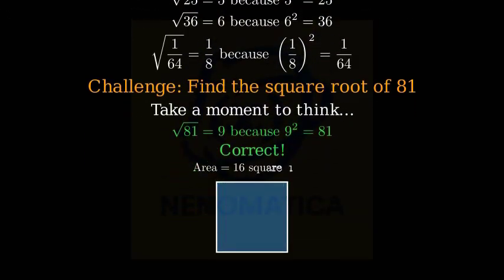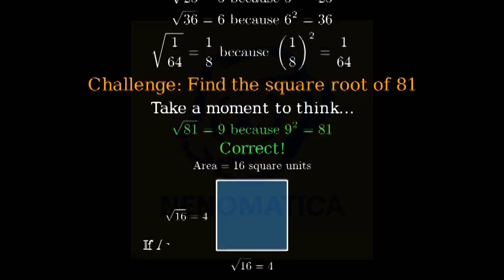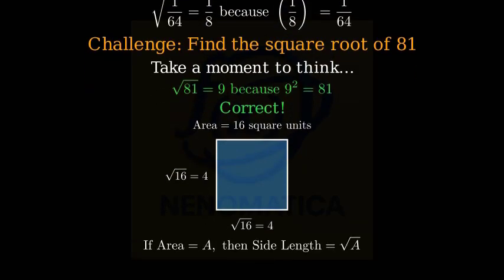If we have a square with an area of 16 square units, then the length of each side is the square root of 16, which is 4 units. This shows the connection between the square root and the side length of a square with a given area. Let's summarize what we've learned about square roots and perfect squares.